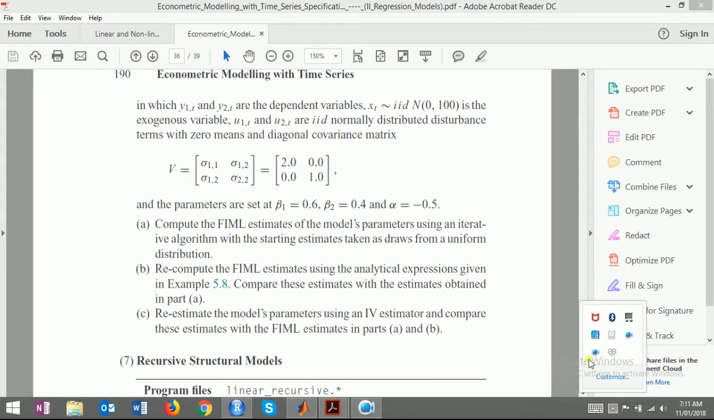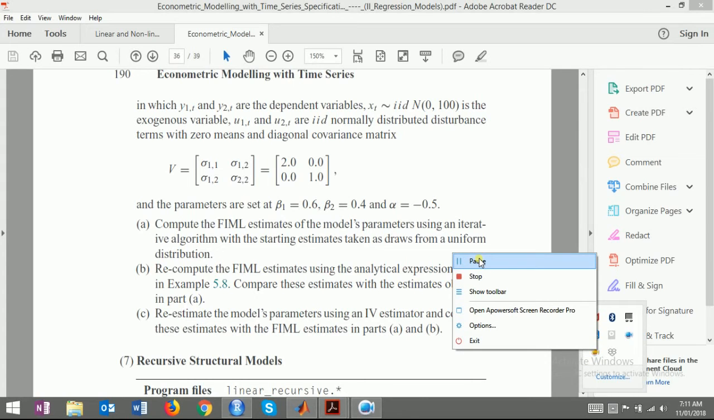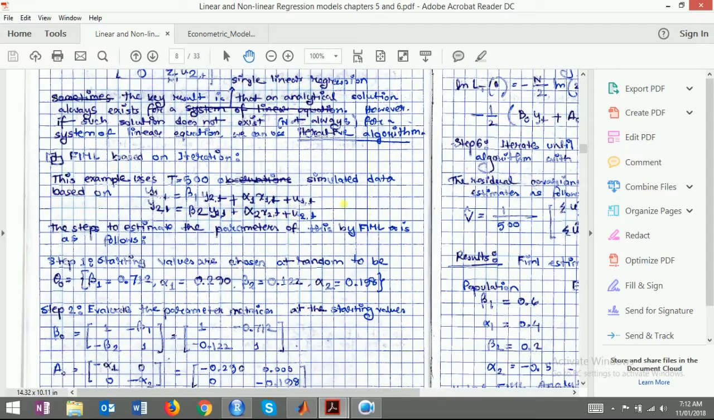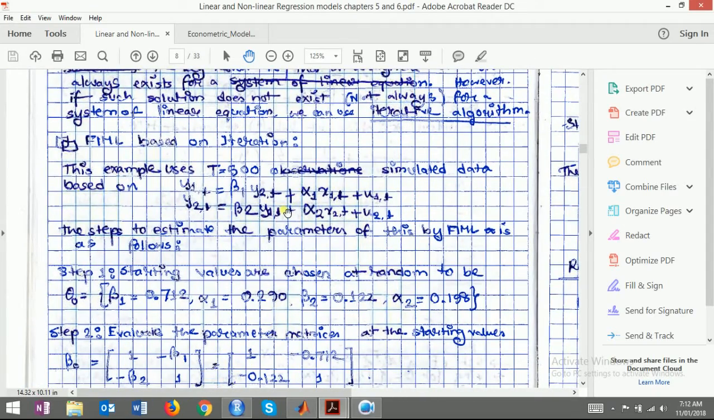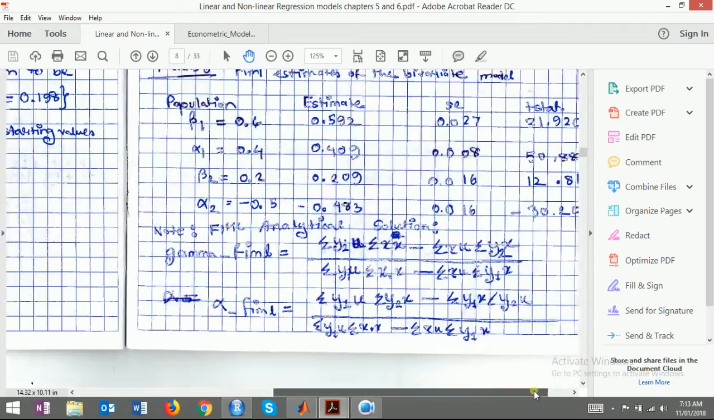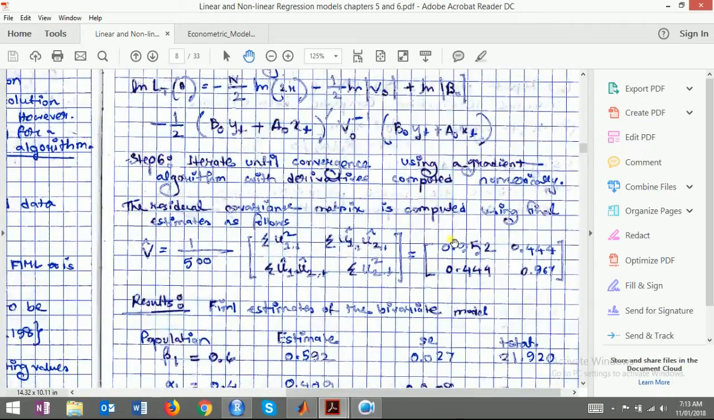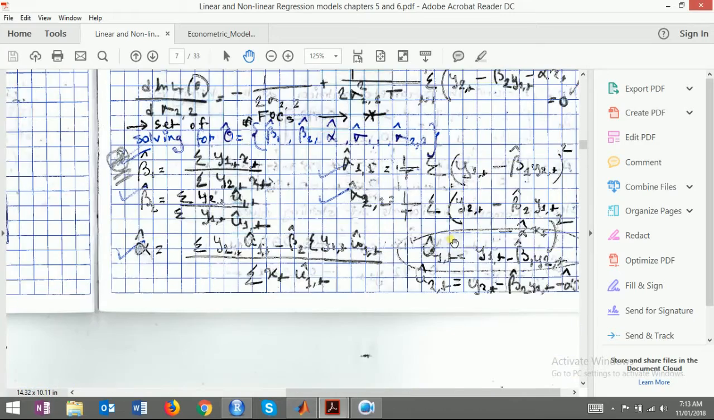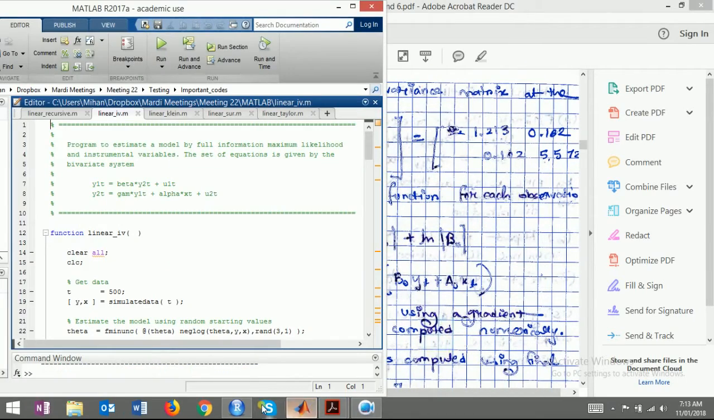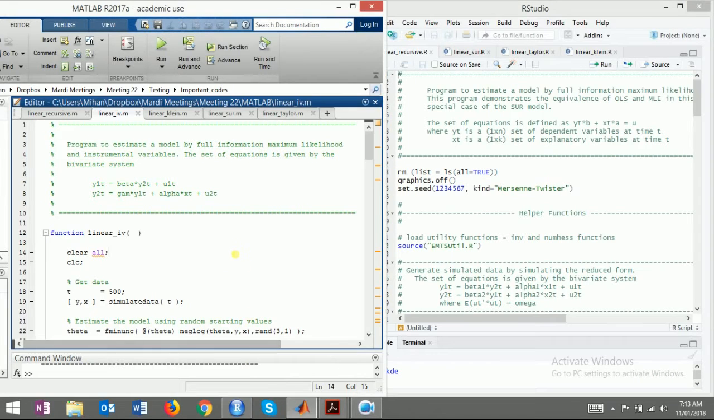Okay, analytical expressions given for full information maximum likelihood. So this is the analytical expression given in 5.8. So here we have x1t and x2t. In the new case, in the example, I have just one exogenous variable. So we need to compare our results with this result. Okay, fine. Let us have a look.